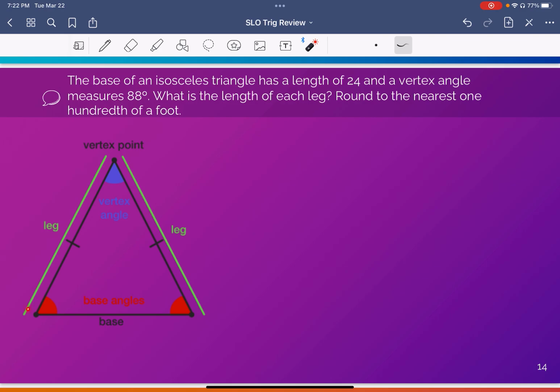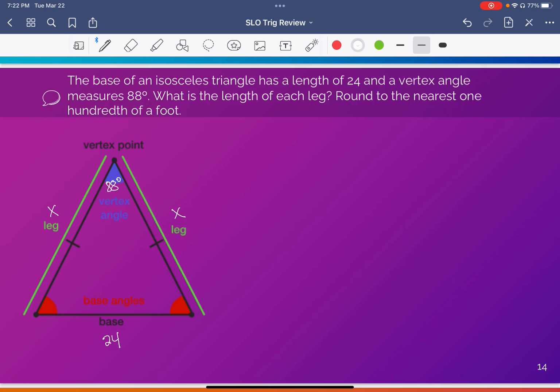For an isosceles triangle, the two legs are the same exact length. The base is different though. So we have two equal sides. So that means that the base angles are the same, but the vertex angle is different. So since it said the vertex angle is 88, that's going to be up here at the top. And the base is 24. Now we're trying to figure out the length of each leg. So we're looking for these two, which will be equal to each other because they are the same.